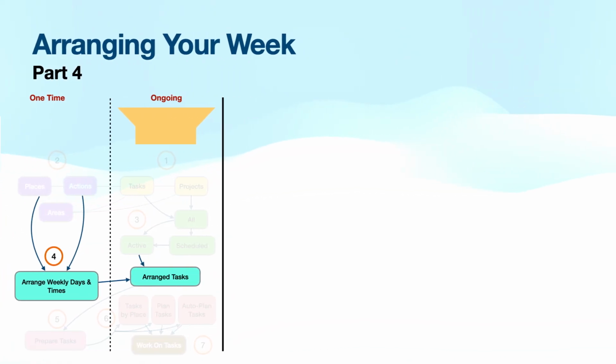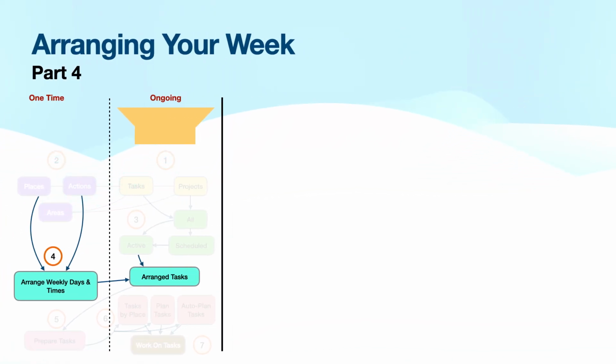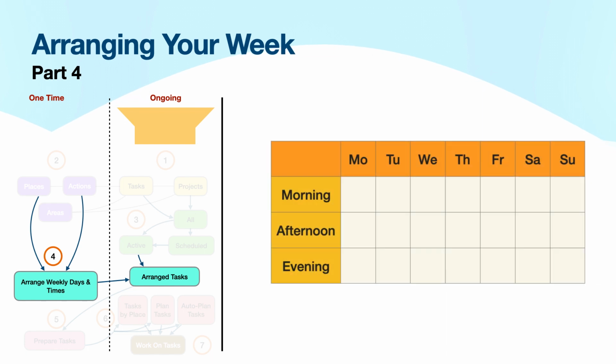Part 4 involves arranging your week to fit your schedule. Your week can be broken down into these individual slots, using a combination of day of the week, Monday through Sunday, and time of day, morning, afternoon, or evening. For most of us, each week is generally the same. Where I was last week, Monday morning, is the same place I'll be next week, Monday morning.